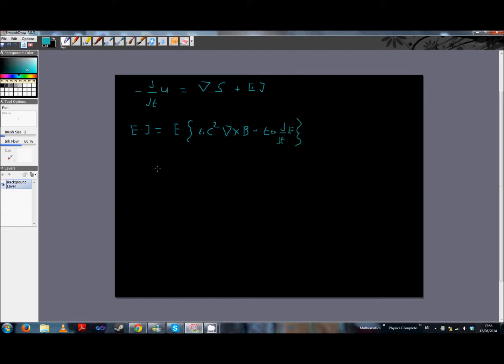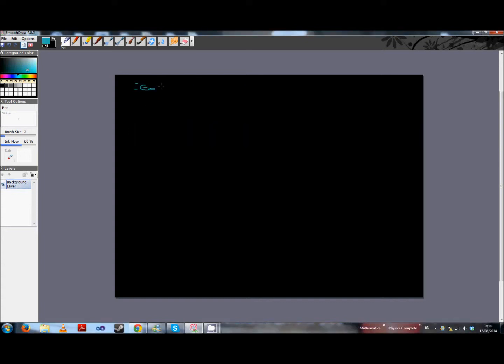So next we expand the bracket on the right hand side, giving epsilon 0 c squared E dot curl of B minus epsilon 0 E dot d by dt of E. So looking at the last term on the right hand side, we can re-express this as epsilon 0 over 2 d by dt of E dot E, and this term shows the time variation of energy inside the electric field. So we just rewrite our work equation as epsilon 0 c squared E dot curl of B minus epsilon 0 over 2 d by dt of E dot E.